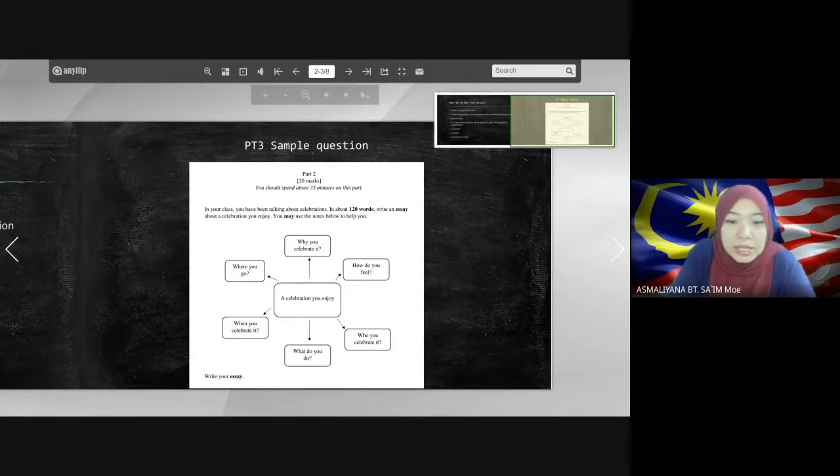Now 120 words, write an essay about a celebration you enjoy. You may use the notes below to help you. Okay, ni contoh soalan. Ini dia akan bagi tengah-tengah ni adalah tajuk dia. This is the title, a celebration you enjoy. And then these are the content points that you can use. Dia akan tanya soalan. Ataupun kadang-kadang dia tak bagi soalan, dia bagi point. Okay, you cakap pasal ni, pasal ni. This is the sample question. And then write your essay.